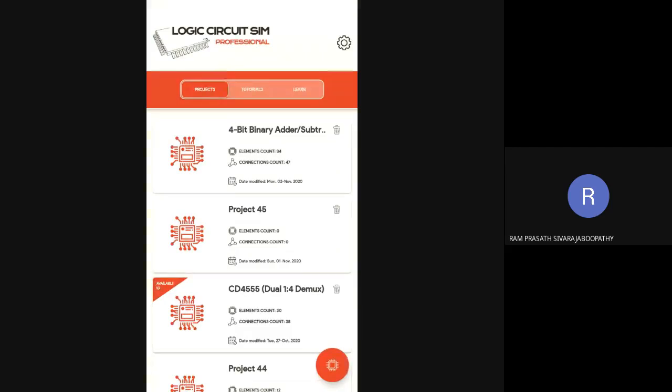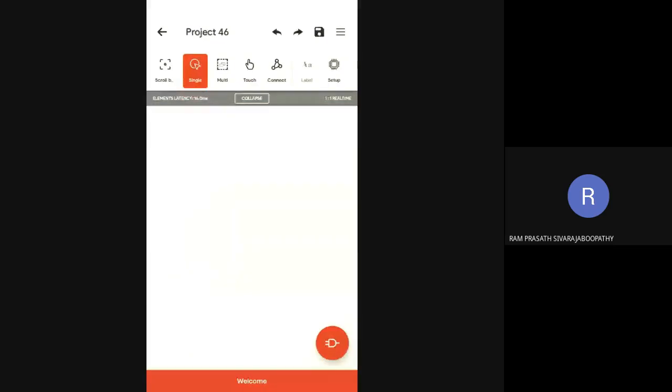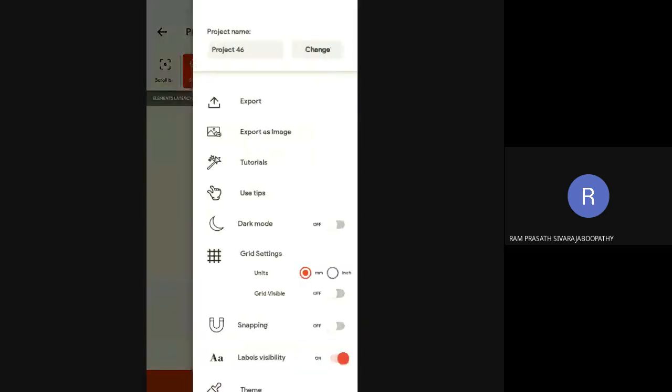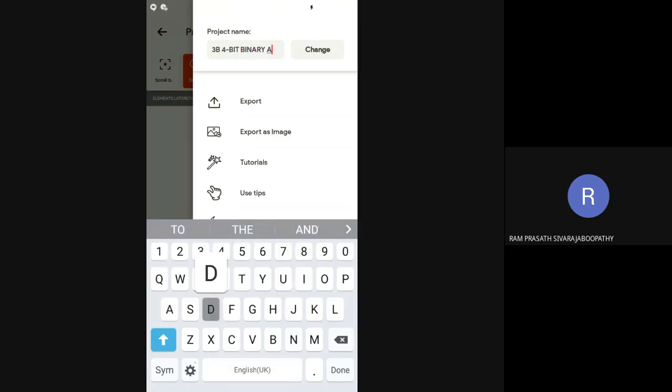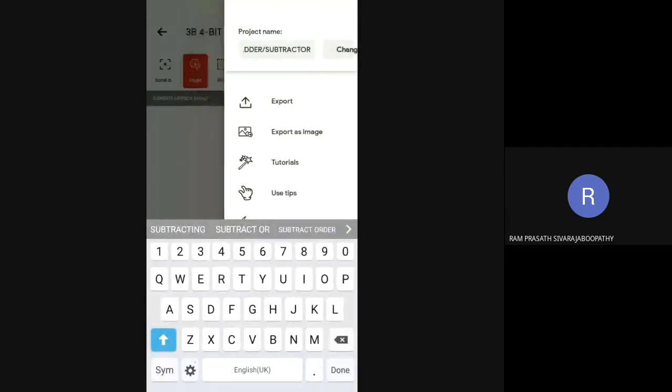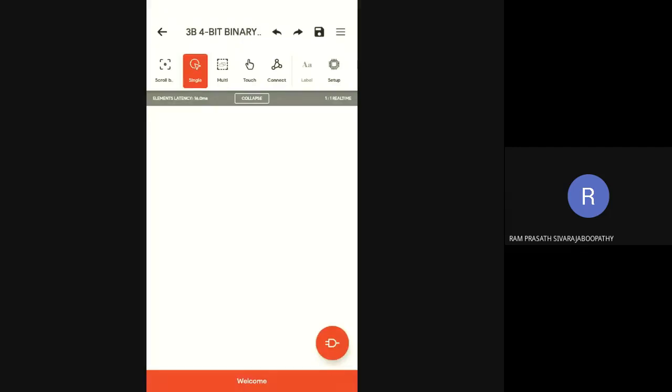Okay, now we will design the 4-bit binary adder subtractor circuit. So what are the things we need now to build the circuit? First of all, I am going to name it as experiment number 3B, 4-bit binary adder/subtractor. So this is the 3B experiment.